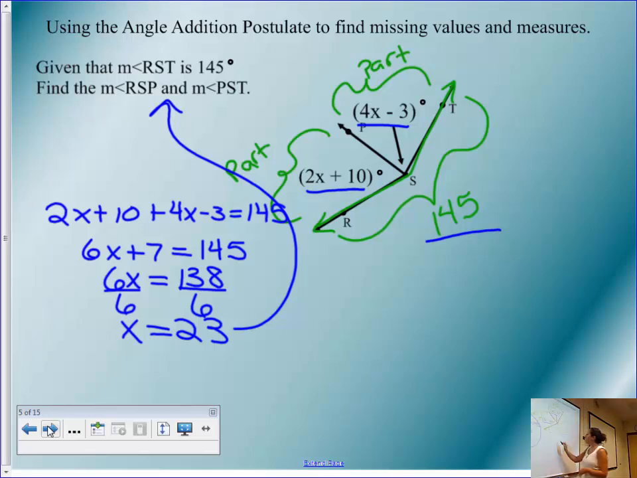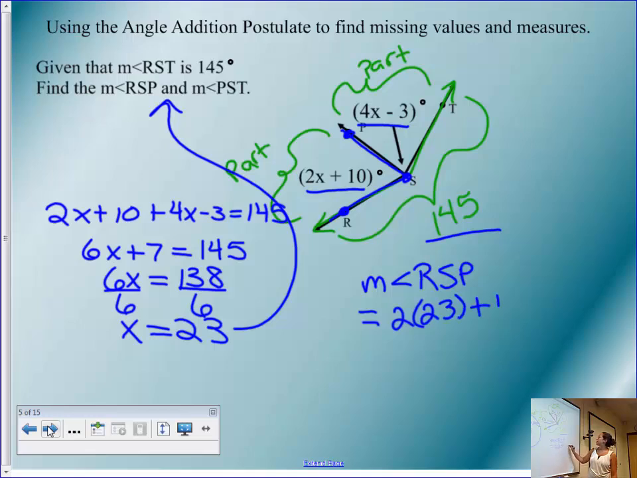All right, so angle RSP. Which angle is RSP? Well, let's find it. Here's R, here's S, here's P. So we must be talking about this angle right here. So the measure of angle RSP, which I'm going to denote with an M in front of it, is equal to 2 times our value of x plus 10. So we're going to end up with 56 as our final measure.